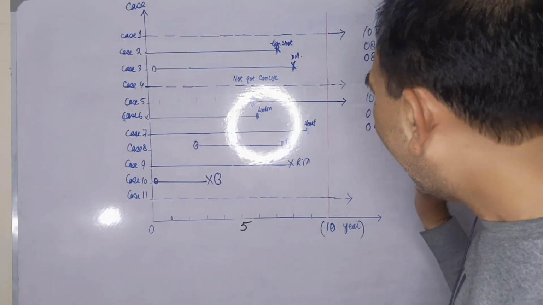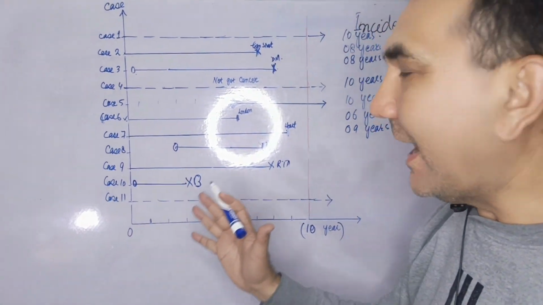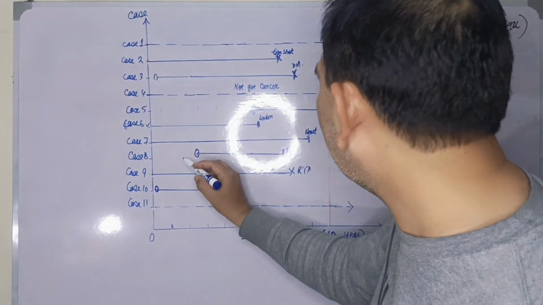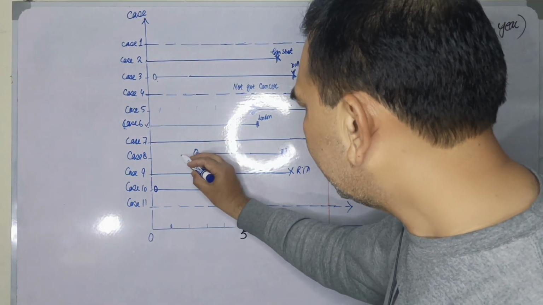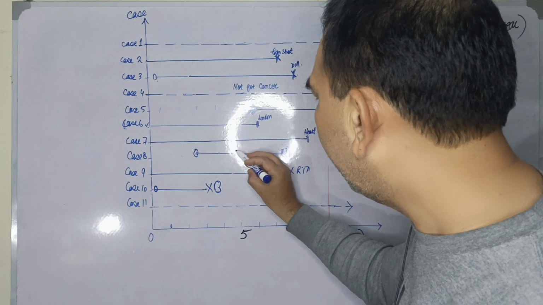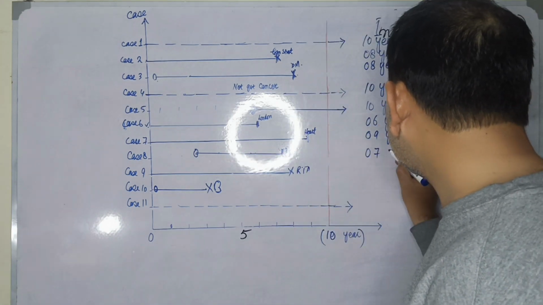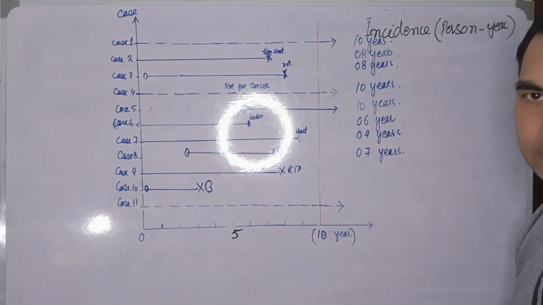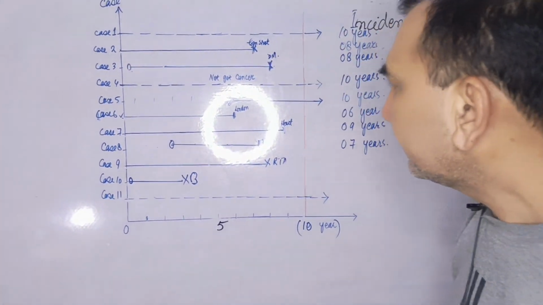So the exposure, the risk of the incidence in this case of the 8 years, it is the 7 years. 1, 2, 3, 1, 2, 3, 4, 5, 6, 7. So the 7 years is the years of the incidence. Yeah, years of the risk.